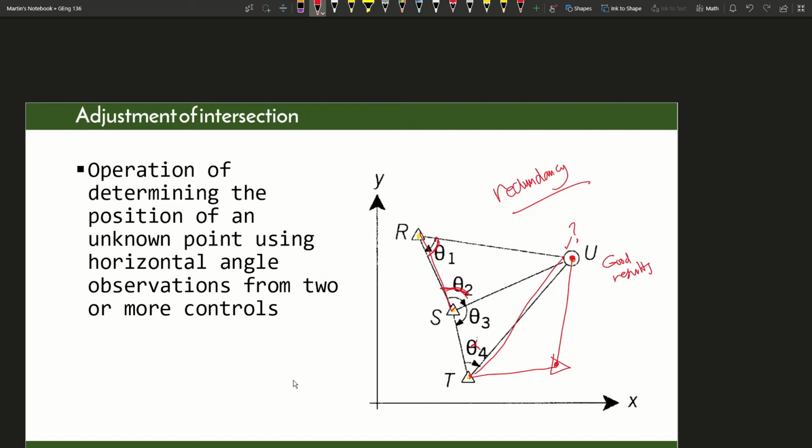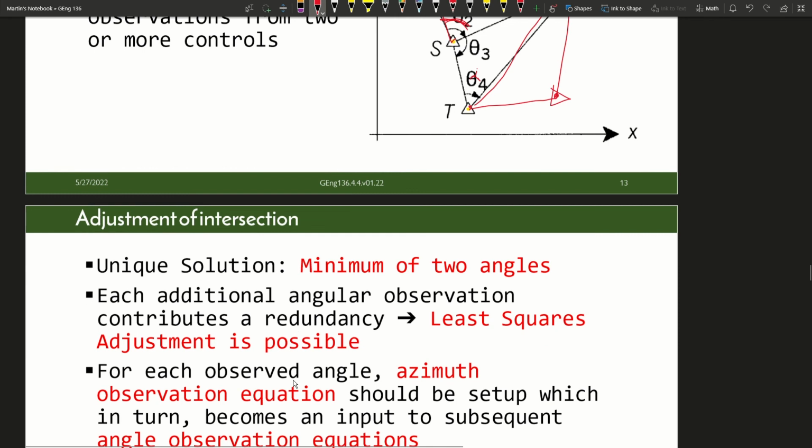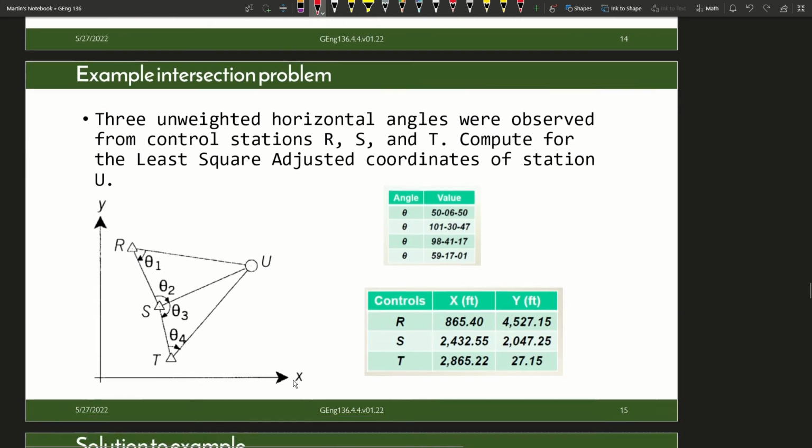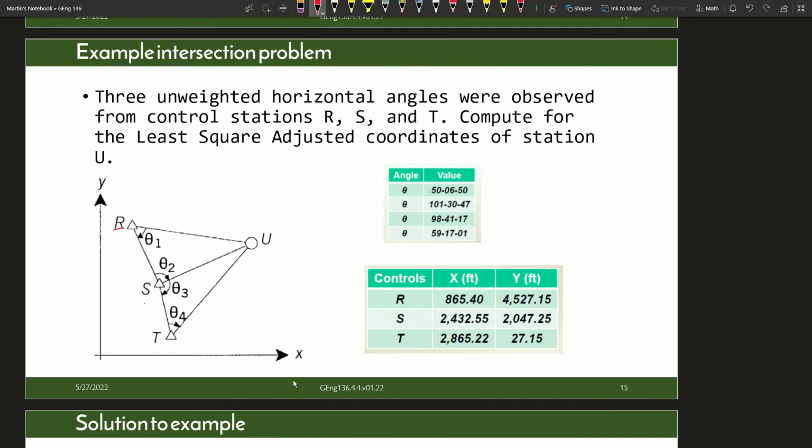So for each observed angle, an azimuth observation equation should be set up, which in turn becomes an input to subsequent angle observation equations. Okay, so let's have an example of an intersection problem. Given that we have three unweighted horizontal angles, so they have equal weights, observed from control stations R, S, and T, let's compute the least squares adjusted coordinates of station U.